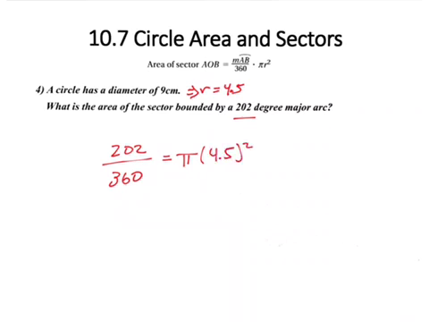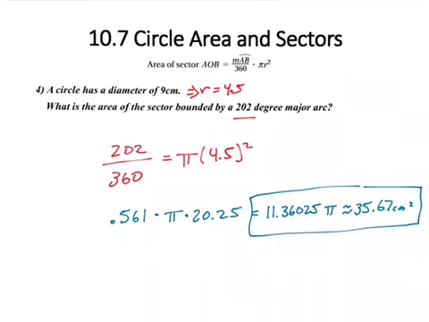So go ahead and finish solving this, and when you're ready to see the answer, unpause the video. In this case, you should end up with right around 11.36025 pi, or if you multiply it out, 35.67 centimeters squared for the area of your sector.